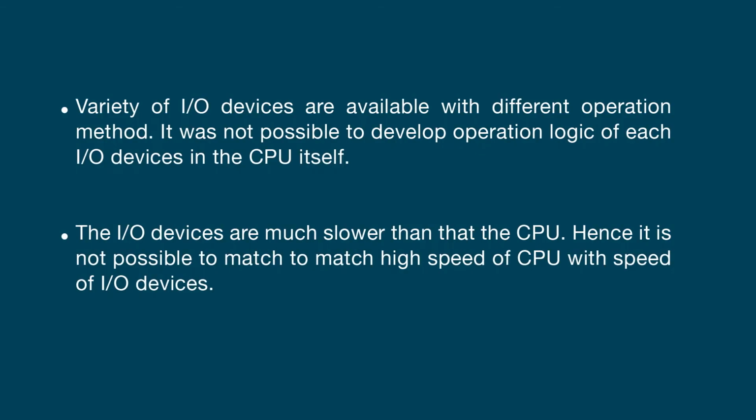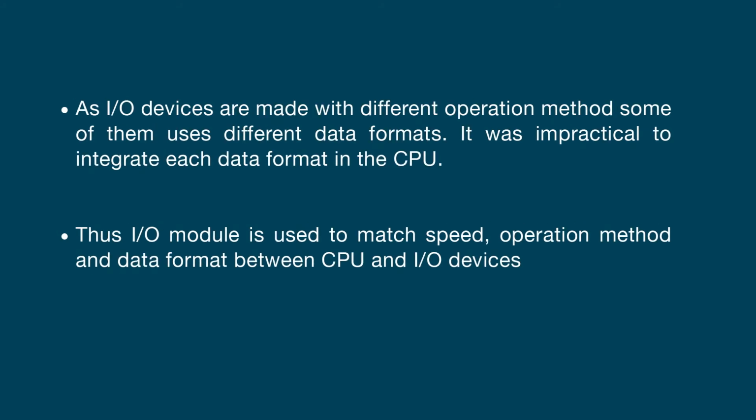A variety of I/O devices are available with different operation methods. It was not possible to develop operation logic for each I/O device in the CPU itself. The I/O devices are much slower than the CPU. Hence, it is not possible to match the high speed of the CPU with the speed of I/O devices. As I/O devices are made with different operation methods, some of them use different data formats. It was impractical to integrate each data format in the CPU. Thus, the I/O module is used to match speed, operation method and data format between the CPU and I/O devices.